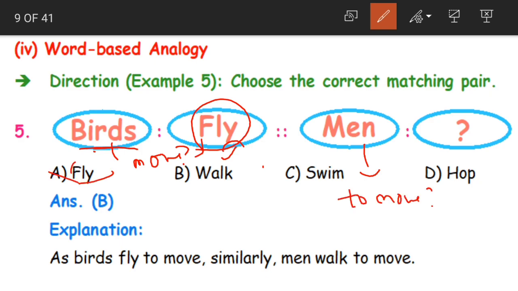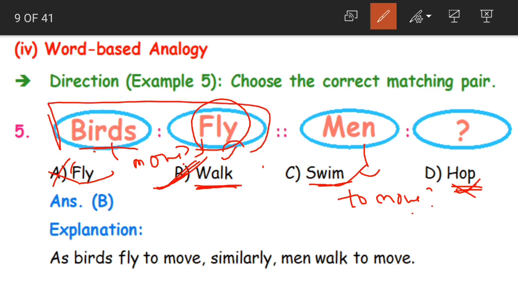Do we fly? No. Do we walk? Yes. Do men walk? Yes. Do men swim to move? No. Do men hop? No. Yes, men swim and hop, children, but they do not do it continuously. Suppose I want to go from here to the next classroom, suppose I am sitting in my classroom and I want to go to the next classroom, will I swim and go or will I hop and go? No, right? We always use walking to move. That is why option B, walk, becomes the correct answer.